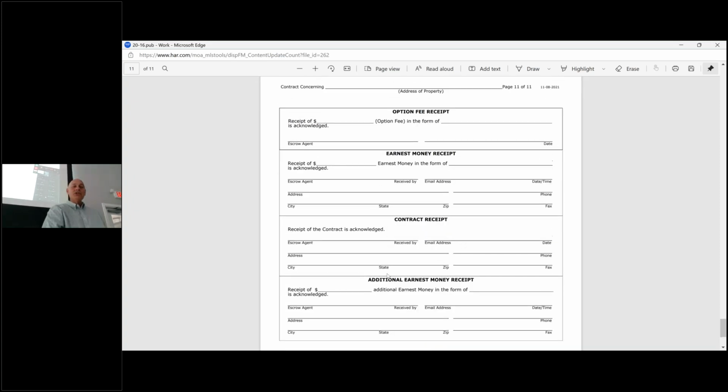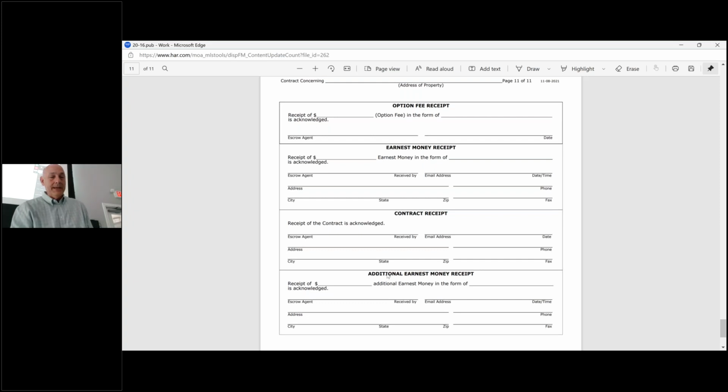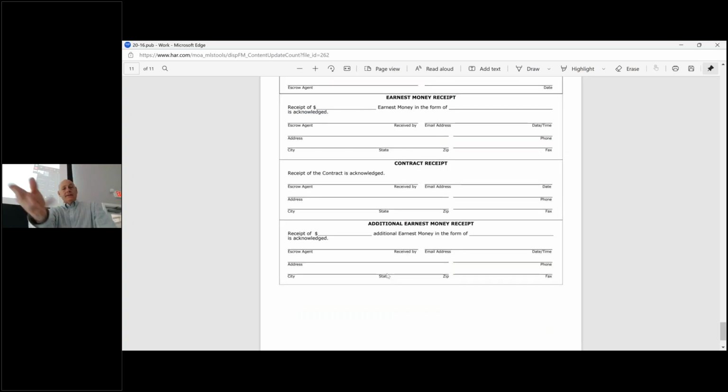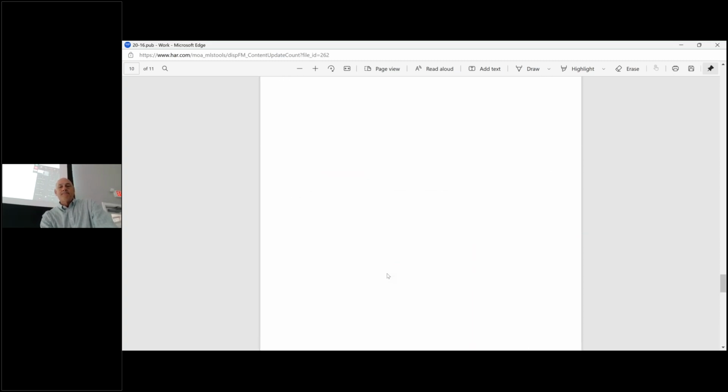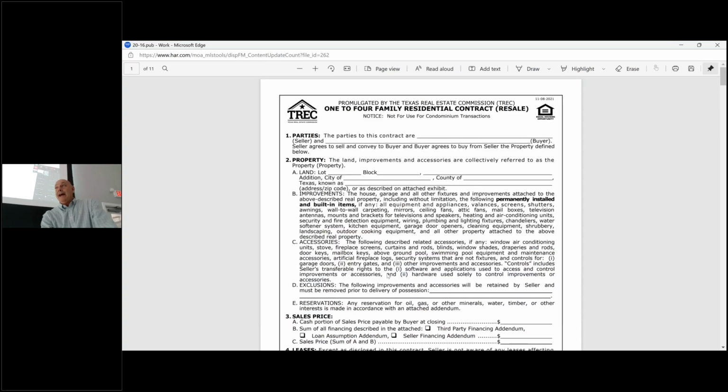Okay, the last page in the 1 to 4 is the receipts page. This is typically going to be completed by whom? By the title company. That's correct. They have a copy of the contract. As the option fee is paid, earnest money is paid, they'll receipt it. When they receive the contract, they'll receipt the contract. If there's an additional earnest money deposit, they'll receipt that and keep all that on record. Ladies and gentlemen, that is the 1 to 4. Any questions about that? That's the main document in your representation of a buyer.